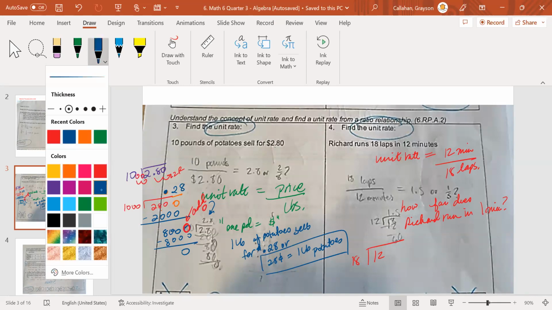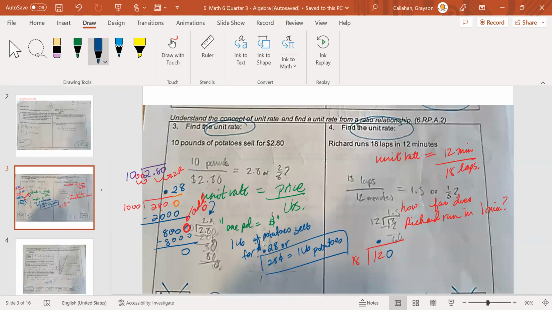Okay, 18 doesn't go into 12. You put a dot here, you put a 0 there. So on the side, I'm going to say 18, if I estimate it, is out of 20. So 20 times 6 is 120, right? So then let's try 18 times 6 is 108. When I subtract it, I get 12.